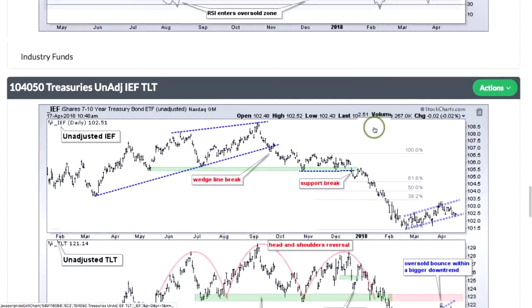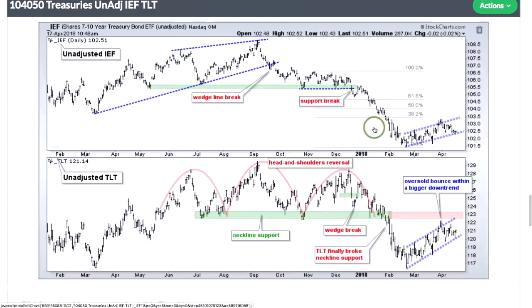Now getting to IEF. This is also where I want to stay on trend. What's the big trend on this chart, the 1 year, 3 month chart? Is it up or is it down? Well, I'm going to vote for down.